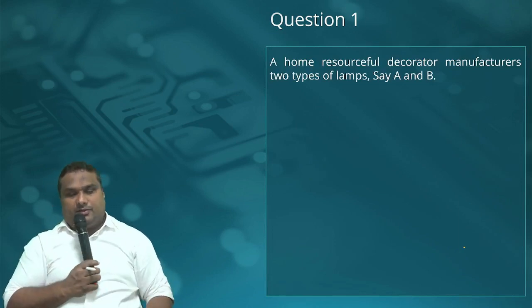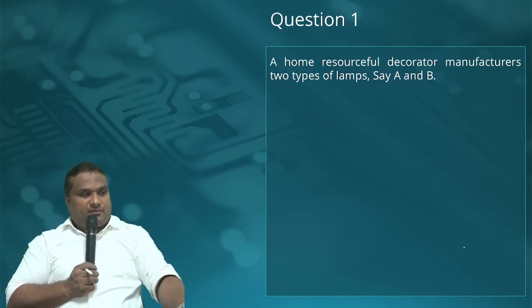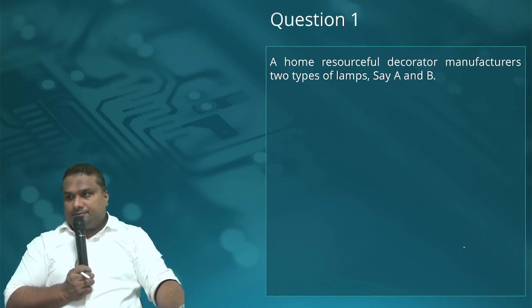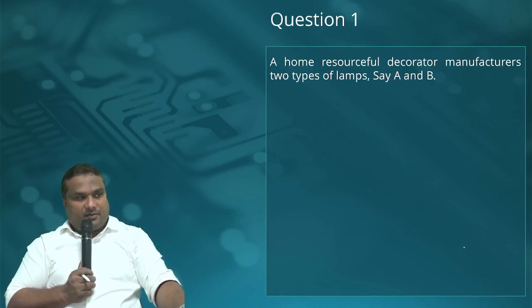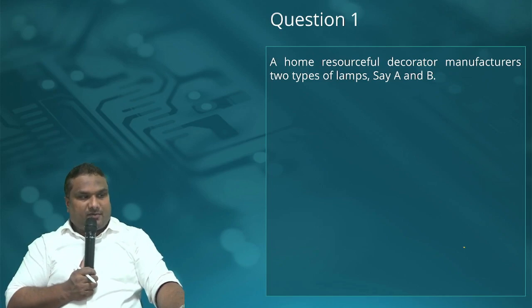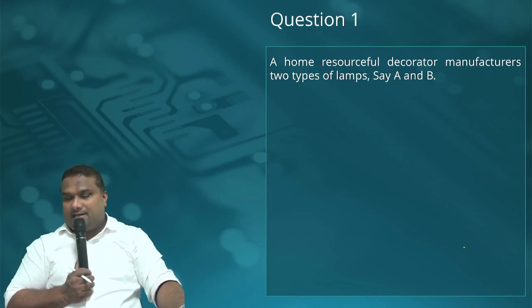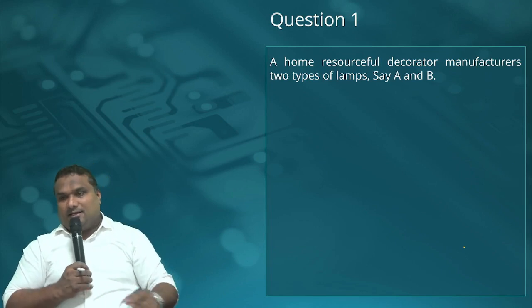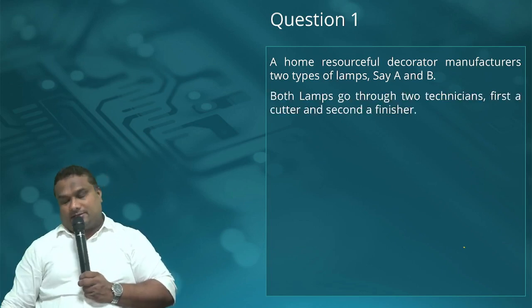A home resourceful decorator manufactures two types of lamps, say lamp A and lamp B. Say what? Tell me. Lamp A and lamp B. Full stop. First, next dialogue.